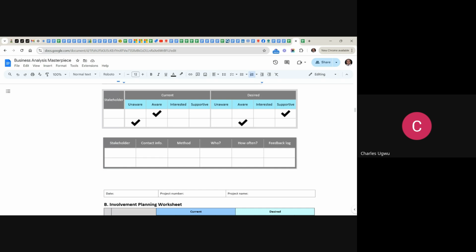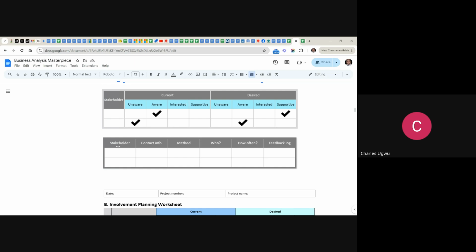So, after analyzing the current state and the desired state, covering the gap which you identified in the current state, you have to maintain an ongoing communication with all the stakeholders, and you have to plan the method of communication with every stakeholder. The way you communicate with stakeholder A will be different from the way you communicate with stakeholder B. So you must have a unique communication for every stakeholder.